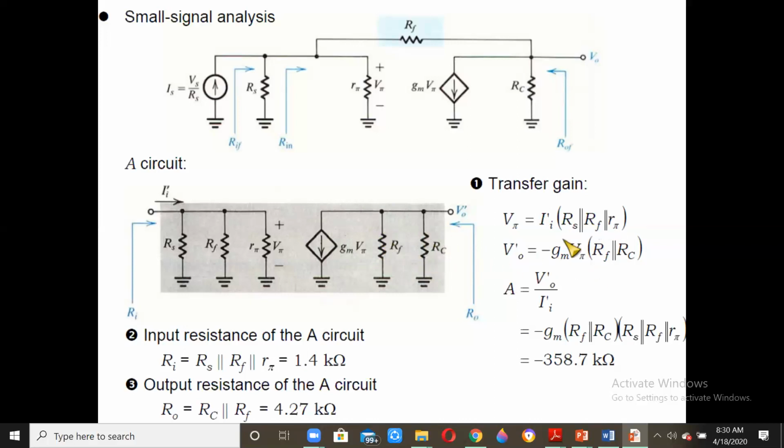Thus we'll get this. And V pi we can substitute from here, and once we substitute it, we'll get minus Gm multiplied by this into II dash. If we take II dash to this side, then we'll get A, which is V naught dash by II, equal to Gm RF in parallel with RC multiplied by RS in parallel with RF plus R pi. And that will give us minus 358.7 kilo ohms. Similarly, the Ri value is just the parallel combination of all this, and we'll get it as this, and Ro is the parallel combination of these two, hence we'll get this value.